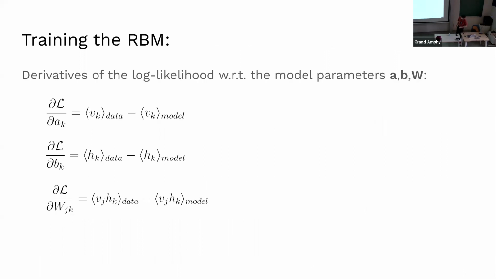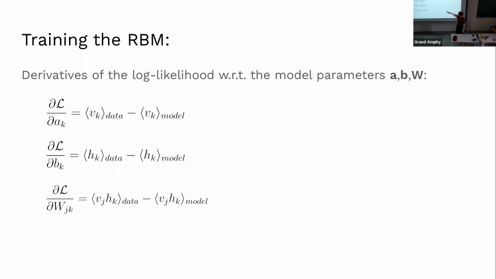So to do that, you can derive the log likelihood of your model, and you will have those nice expressions that are differences between averages over the data and averages over the model. So, for example, the averages of the VK over the data is simply your training dataset, and the averages over the model is visible configuration that you obtain through Gibbs sampling.